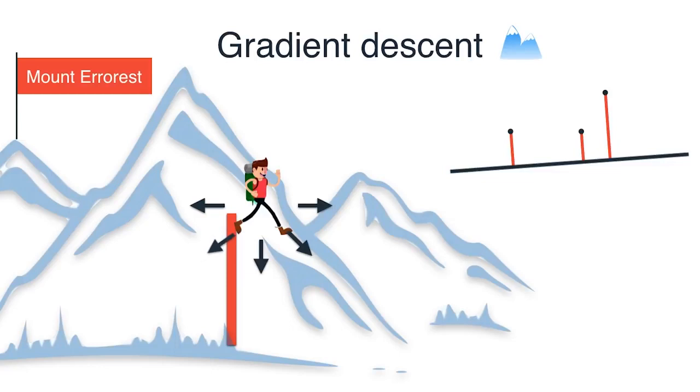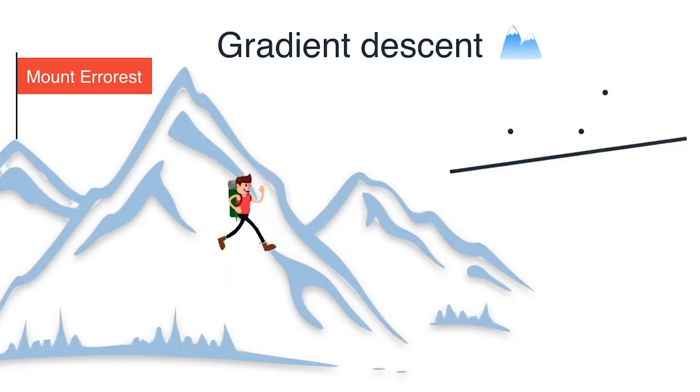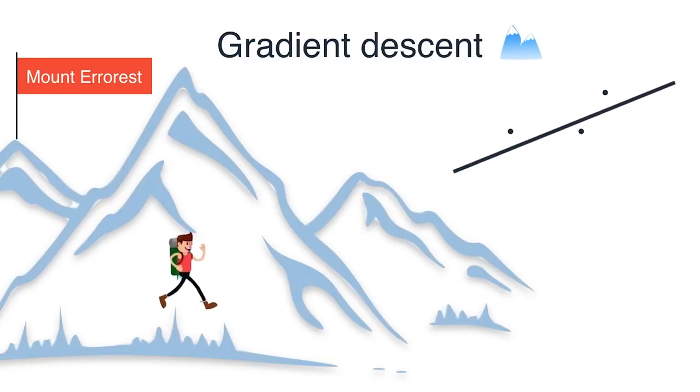Then we can start the procedure again, looking at our surroundings and deciding in what direction we descend the most, or equivalently, in what direction we get closer to the points. Then we start the procedure again and again. What we just did was reducing the error until we find its minimum value, which gives us the best line fit.